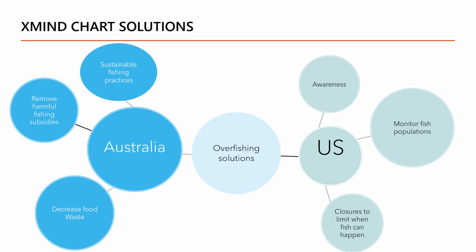that want the fish. On the US side, they've tried to spread awareness with flyers and presentations to allow people to be better educated on the problem of overfishing. They've also taken steps to monitor the fishing populations so they don't drop well below the averages. And closures have been implemented to limit when the fishing can happen and how it can happen.